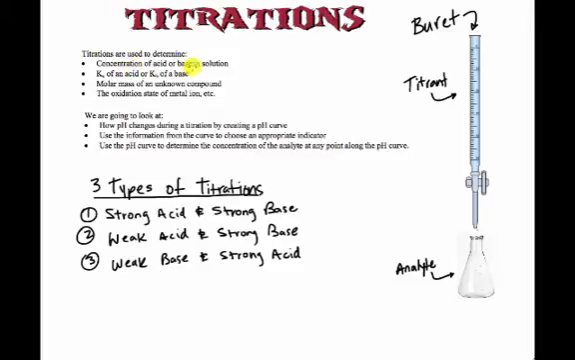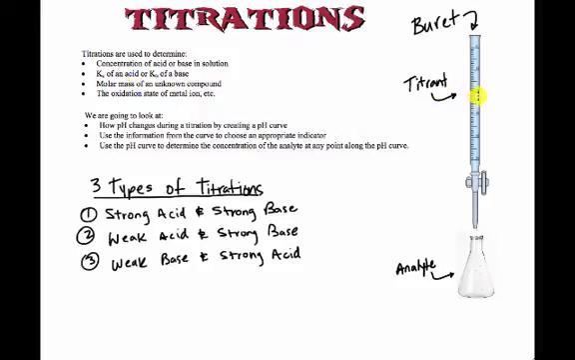One, we can find the concentrations of acids or bases in solution. So if I don't know the concentration of an unknown solution, which you're going to do in a lab, you'll figure out what the concentration is. You did that in honors chemistry as well. The next lab we're going to do is actually to find the Ka of an unknown acid, and that would be another way we would use a titration.